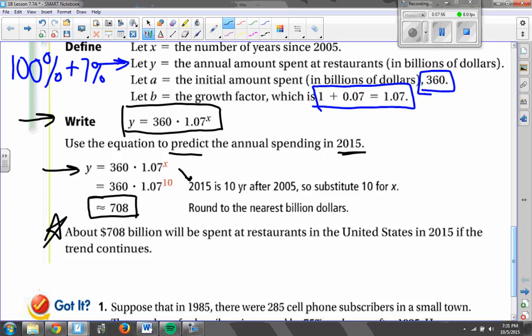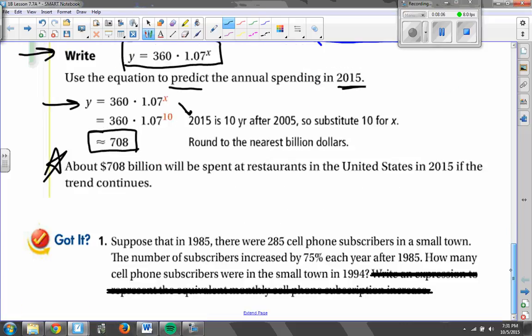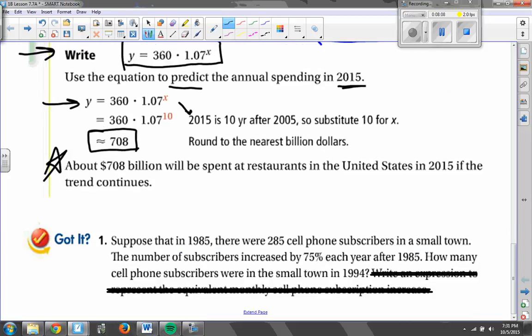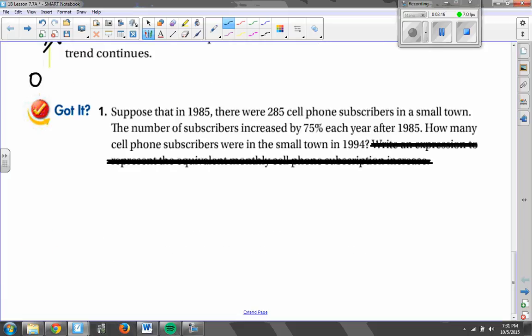Now, if you have any questions about anything I just did, please go back through it and watch, or make a note to ask me about it in class tomorrow. If you feel like you are ready to try it yourself, take a look at the Got It number 1, which is down towards the bottom of page 461. And I have a new situation for you where we have 285 cell phone subscribers in a small town, and that number is increasing by 75% every year after 1985.